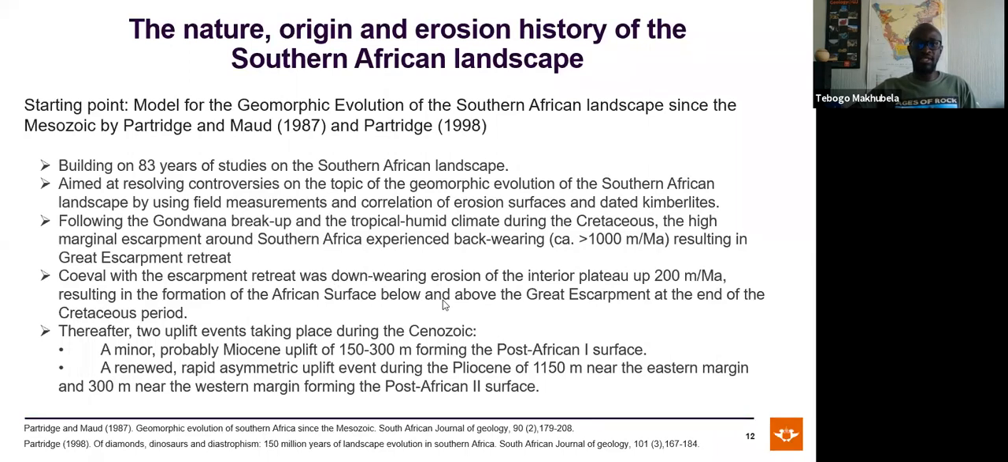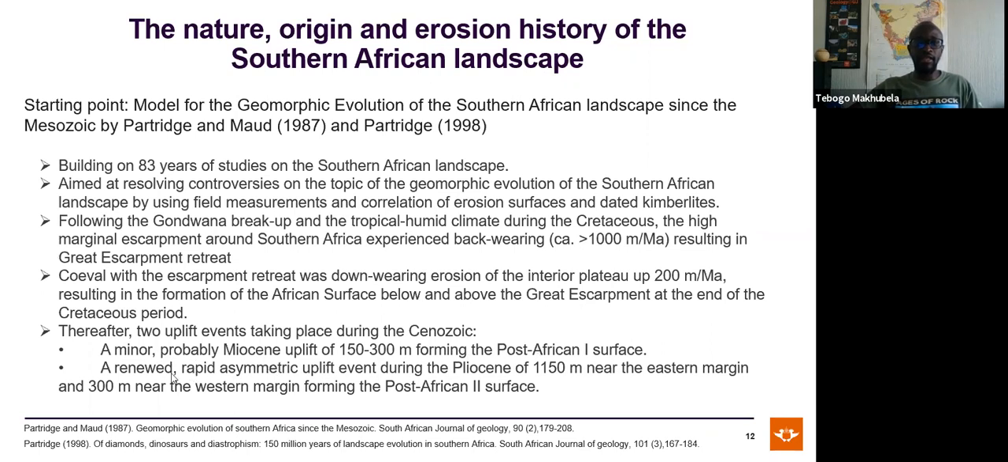And these two processes, the peneplanation of the escarpment as well as the peneplanation of the surface above the escarpment and below the escarpment, resulted in the formation of the African surface. And this was at the end of the Cretaceous period. And later on, around the Miocene, they suggest that there was a minor uplift of about 150 to 300 meters, forming the post-African one surface.